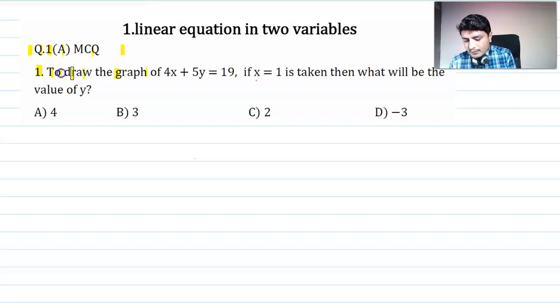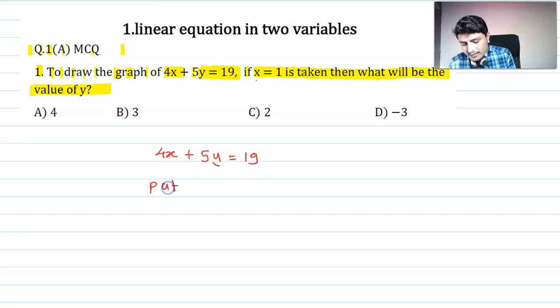To draw the graph of 4x plus 5y is equal to 19, if x is equal to 1 is taken, then what will be the value of y? Here at the start we have been given a linear equation in two variables of the form 4x plus 5y equals 19. Once we replace x by the given value 1, we get 4 into 1 plus 5y equals 19. Now 4 ones are 4, plus 5y equals 19.